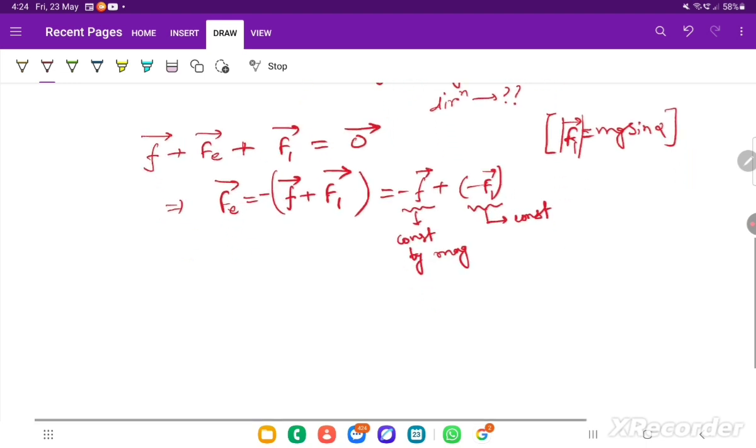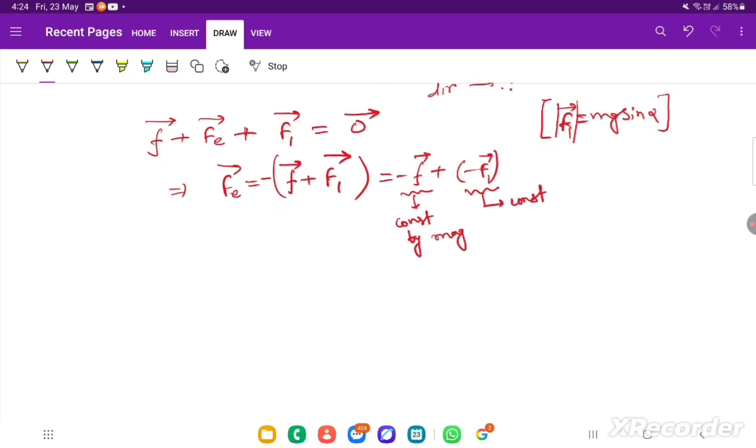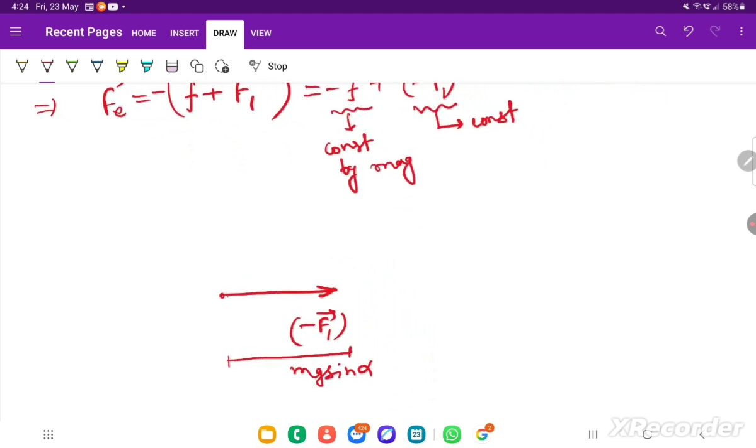So if we add vectorially this minus F and minus F1, we will get Fe. So I'll draw the vector diagram here. Let's say this one is the minus F1, whose magnitude is nothing but the length of this vector, which is mg sin alpha, as we discussed. And friction will have variable direction but constant magnitude. So let's say it's something like this.